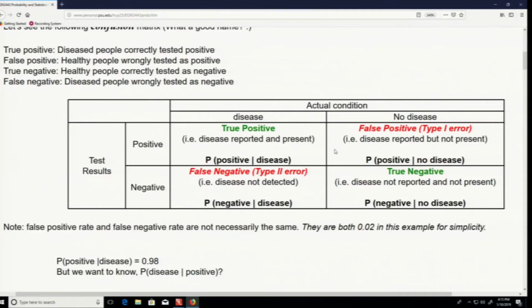You see these two types of error are different. They're not the same. What is true negative? True negative is healthy people, and you tell them you are healthy. That's correct. So that's true negative. This is true positive. And this is the test results. Disease, you test positive. No disease, you test positive. This is the actual condition. And this is disease, you test negative. This is no disease, you test negative. Make sense? So we have all these categories, at least 4 categories. You can fall into one of those categories.